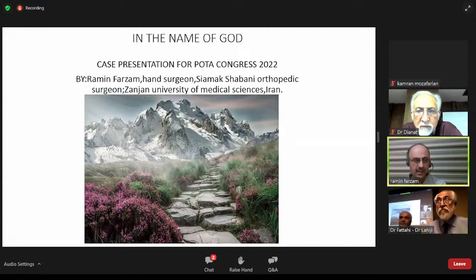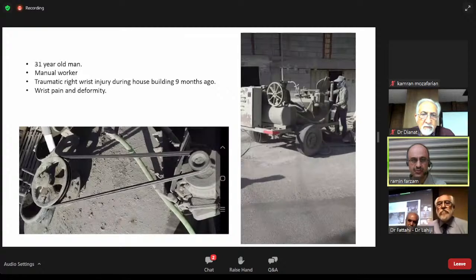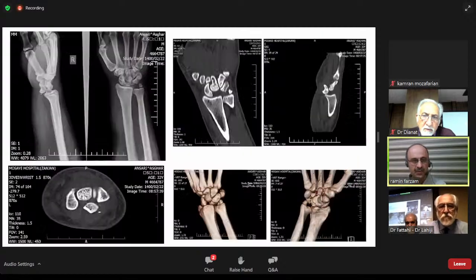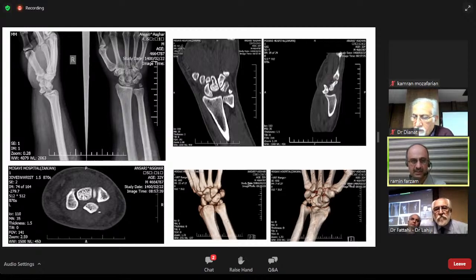The patient is a 31-year-old man. He is a manual worker. He had trauma to his right wrist during house building 9 months ago with this device, and he suffered wrist pain and deformity. Here are the CT scans and radiographs of the patient. In the PA view, you can see the shape of the ulna, and also an old non-union of the styloid of the ulna. Unfortunately, the patient didn't give any history of previous trauma.